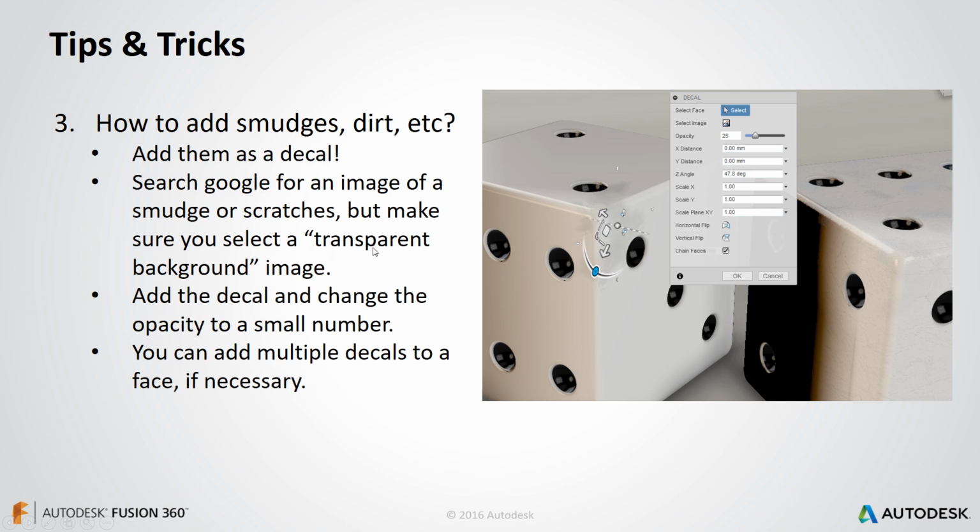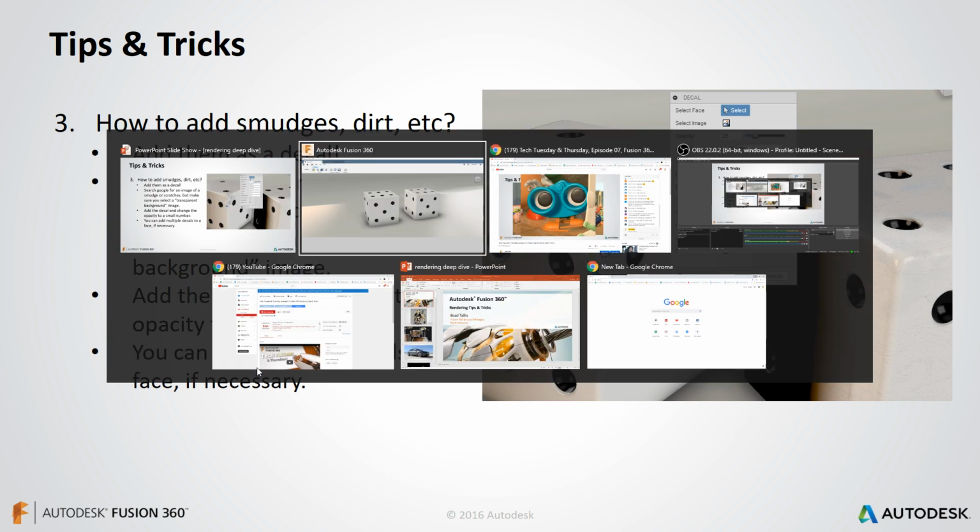But the key thing is that you want to make sure that you select a transparent background. And I'm going to show this in just a moment. Then you can add the decal, and then you'll want to change the opacity to a pretty small number. By default it's going to be 100, but we don't want it to be that emphasized, so we're going to bring it down probably below 20, in fact maybe even in the single digits. Okay? But the neat thing about this is you can add multiple decals to a face if necessary.